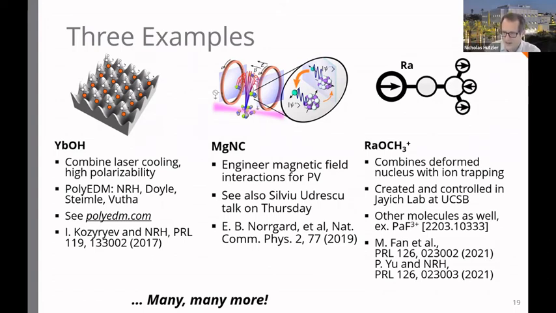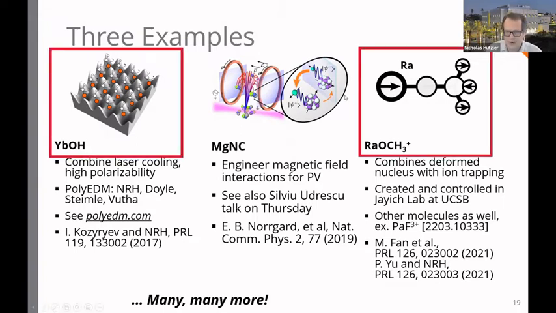Radium-containing polyatomic molecules, which combine some interesting properties of the radium nucleus with ion trapping. Molecules like this have already been created and controlled. There are other interesting, not polyatomic molecules such as protactinium fluoride 3+, which was recently proposed and explored, and more. This is just a selection, but I'll talk more about these two just because these are the things that I know something about, and I'll give you an update on what we've been working on, at least for some of these, and our collaborators have been working on.